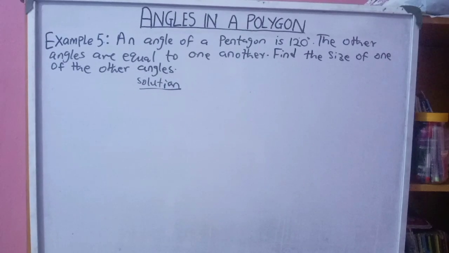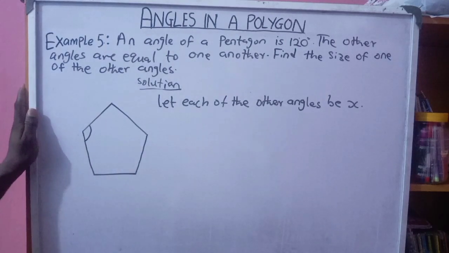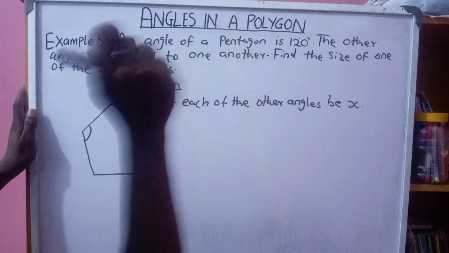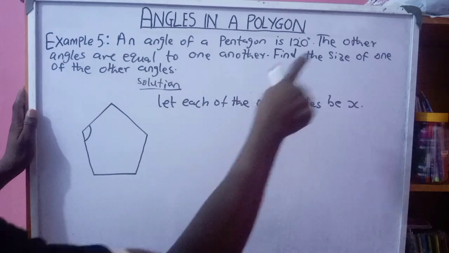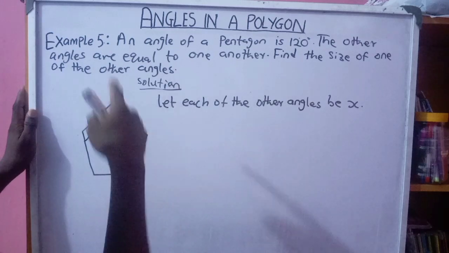Now for example 5, the question reads, an angle of a pentagon is 120 degrees. The other angles are equal to one another. Find the size of one of the other angles. Now let's take a look at how the question will be approached, and at the diagram. We are talking about a pentagon here, of which the question says an angle of a pentagon is 120 degrees. An angle, that means one particular angle out of the 5 angles in a pentagon is 120 degrees. Then the other angles are equal to one another. Find the size of one of the other angles.